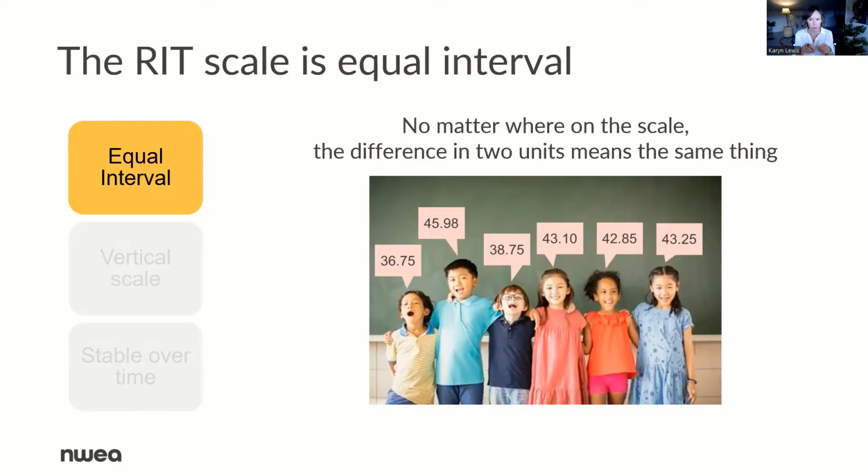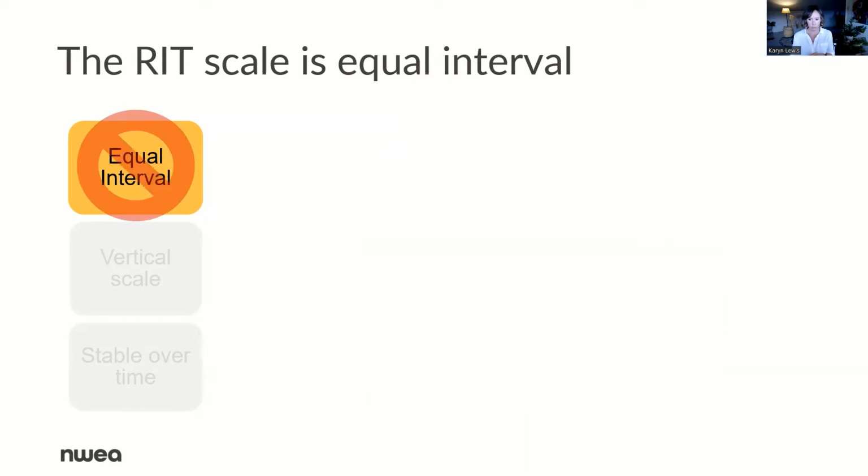So why do we care so much about the scale being equal interval? Well, we want to be able to use the same scale to quantify achievement all along the spectrum. So we need to be confident that differences between scores mean the same thing, regardless of whether we're talking about very high achievers or low achievers.